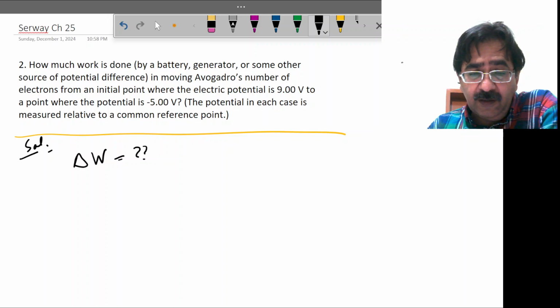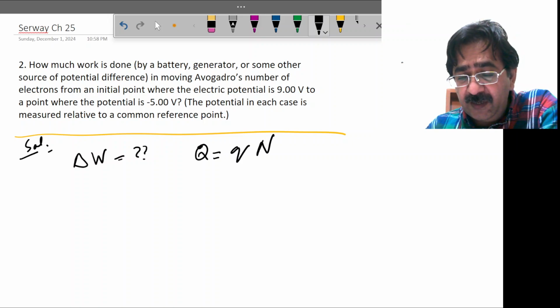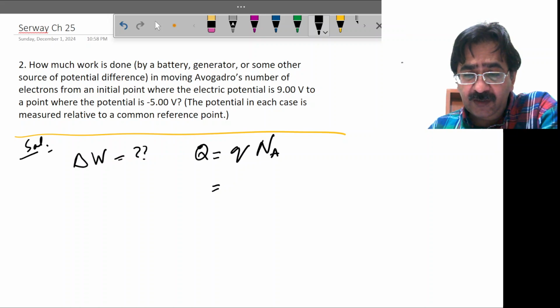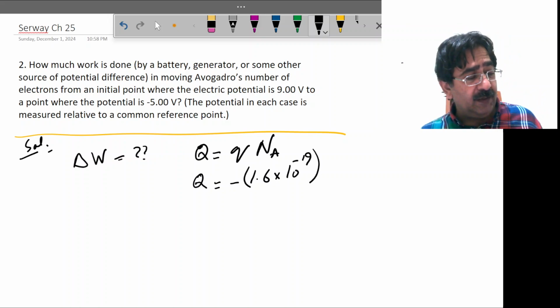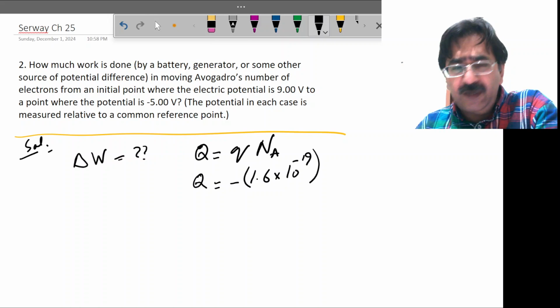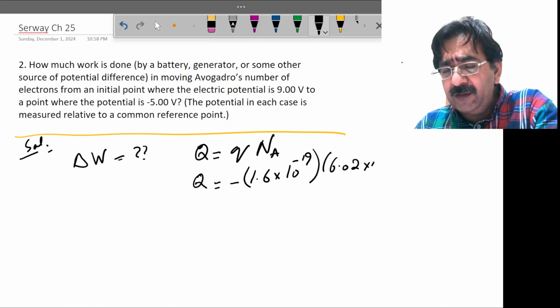What is given is the Avogadro number of electrons. The total number of electrons is equal to the Avogadro number, so the charge will be equal to q multiplied by N_A. The charge on an electron, we know, is minus 1.6 times 10 raised to power minus 19, and the Avogadro number is 6.02 times 10 raised to power 23.